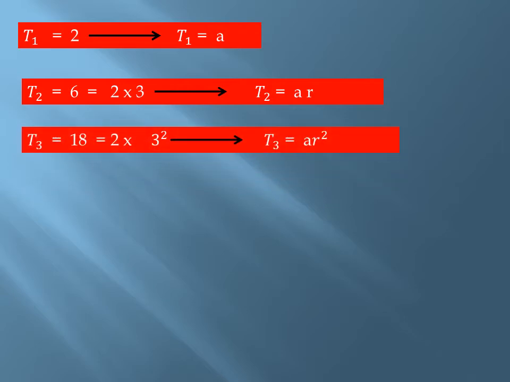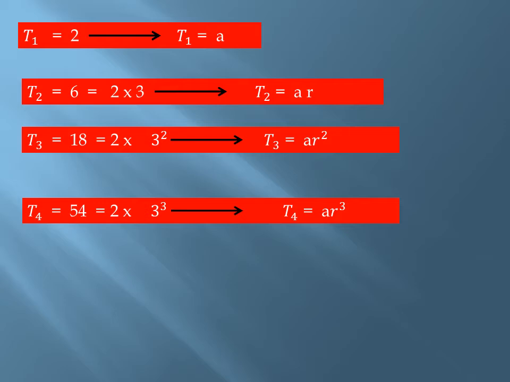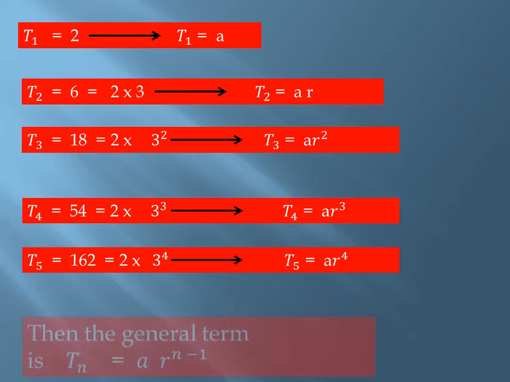Now T3 equals 18, which is 2 times 3 to the power 2. With the first term A and common ratio 3, T3 equals AR to the power 2. Note, the power of R is always 1 less than the order of the term. So T4 we can write as AR to the power 3, T5 as AR to the power 4, and so on.